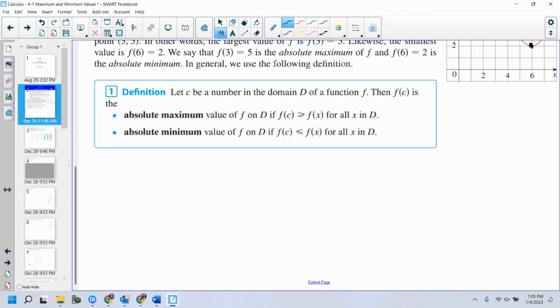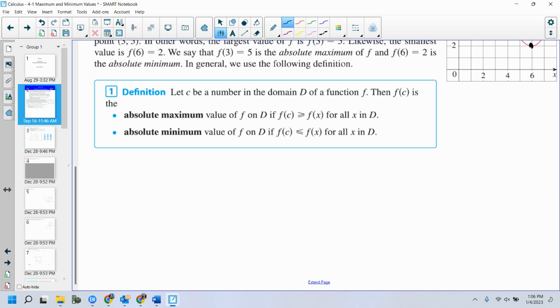Here's our mathematical definition of absolute maximum and absolute minimum. The absolute maximum or minimum value of a function, and understand that I'm talking about the y value, the true output, is the maximum or minimum. That's why I said the minimum value was 2. It occurred at 6, but the minimum value was 2. The lowest that function got was 2, the output.